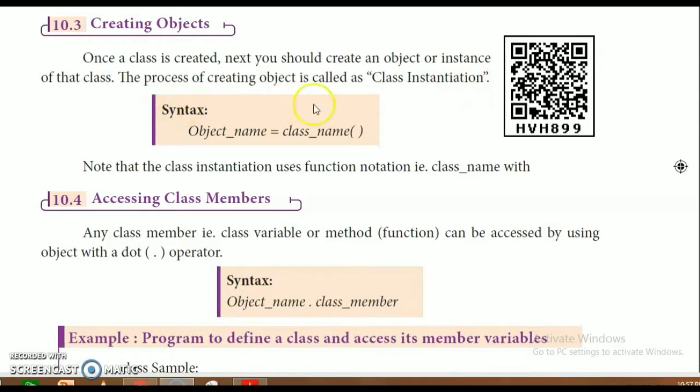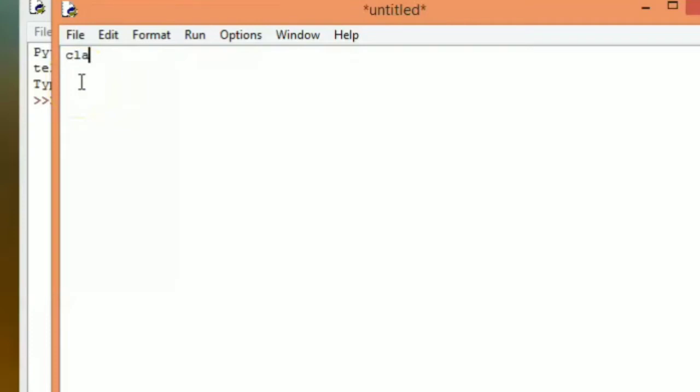See the syntax. Object name equals class name with open and close parenthesis. Note that class instantiation uses function notation. The class name must be followed by open and close parenthesis like functions. Now I will tell you practically how to create objects in Python. First you will create a class using the class keyword. Class name is Student, followed by a colon. Compulsorily put the colon at the end of the class name.